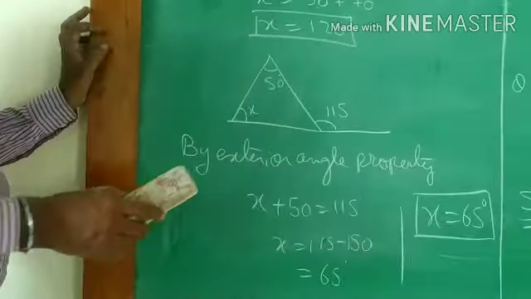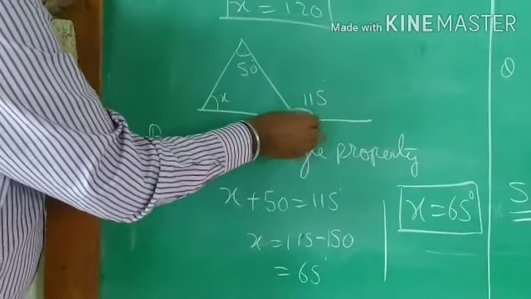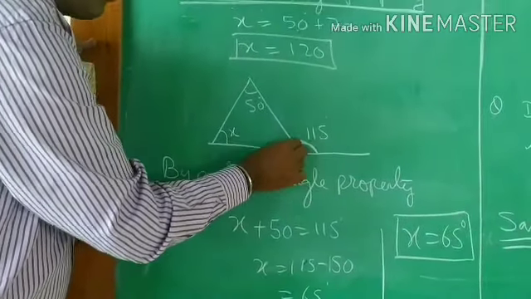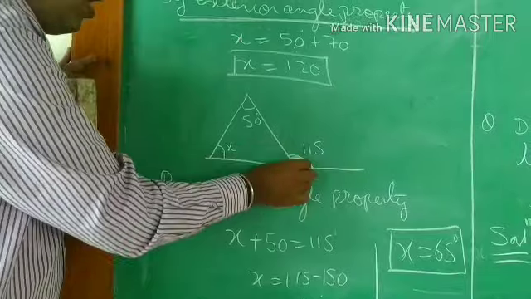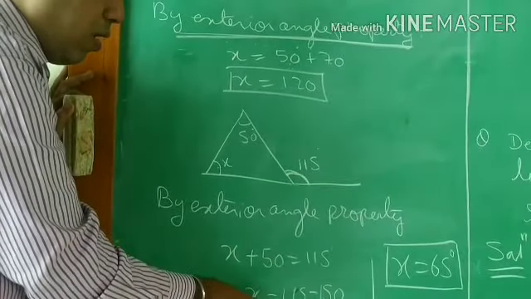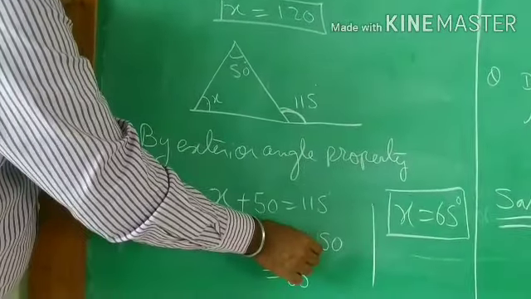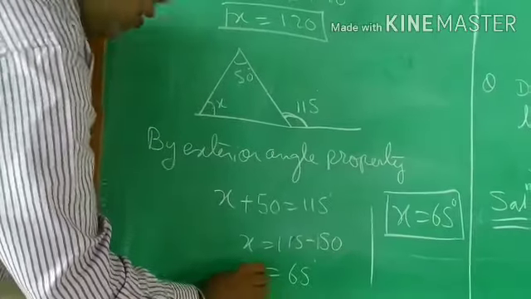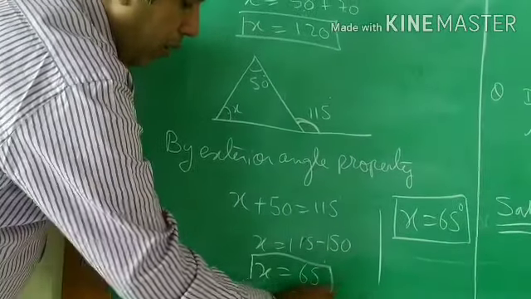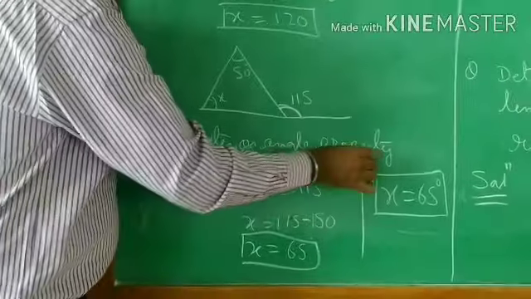Now 115, you can see how I got here, because this is x and 115 is the exterior angle. So x plus 50 is equal to 115. I got the answer: x is equal to 115 minus 50 degrees, so x is equal to 65 degrees. Better you write the property in detail if you can't write it in short.